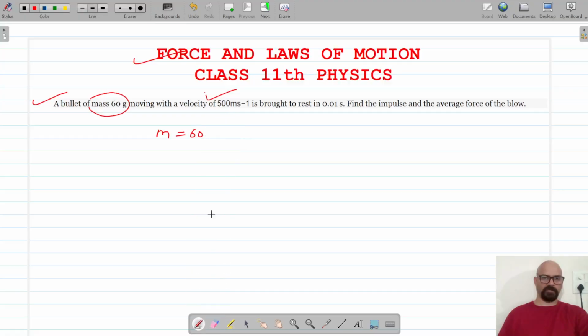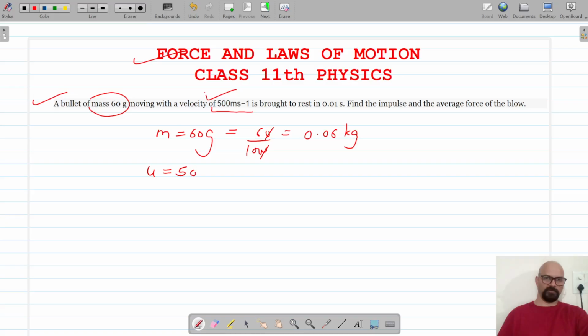Let's change it into a SI unit, that is kg. So that would be equal to 60 by 1000. That should be equal to 0.06 kg, and it's moving with a velocity of 500 meter per second.